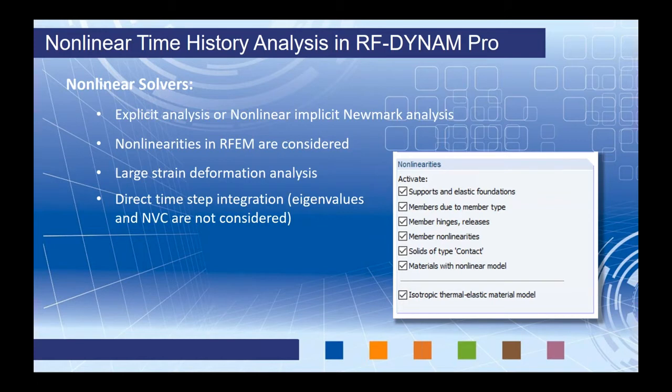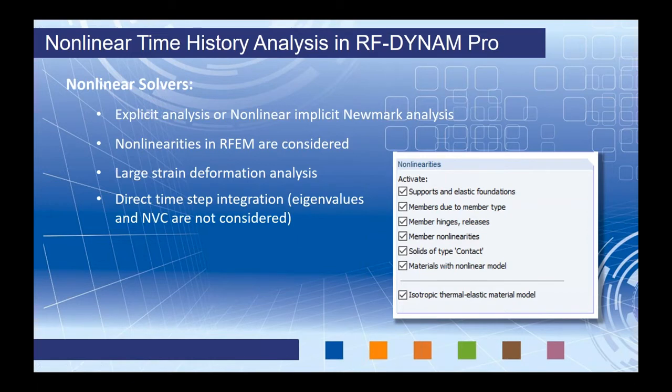Well, here is a nice screenshot showing you the global settings within RFEM where you can activate or deactivate some of those nonlinearities. So as I already mentioned, the member type, tension only, compression only, cables, but we also have support nonlinearities. We have member end releases that we can define nonlinearities such as tearing, yielding, friction, things like that. We also have contact solids and member material nonlinearity. So a plastic analysis for steel, isotropic thermal elastic material models. This can all now be considered with a time history analysis.